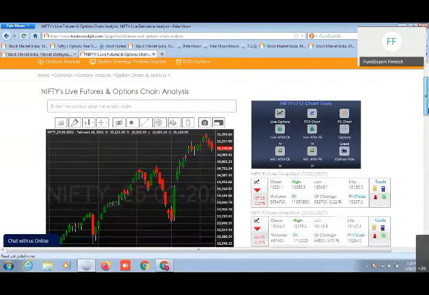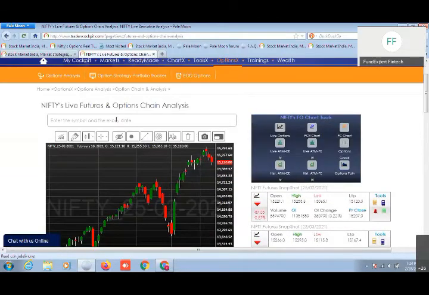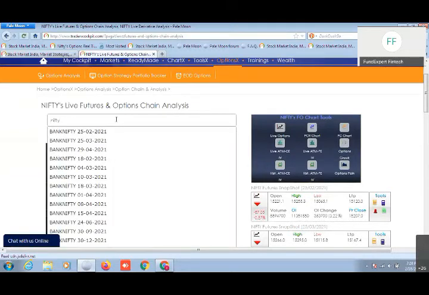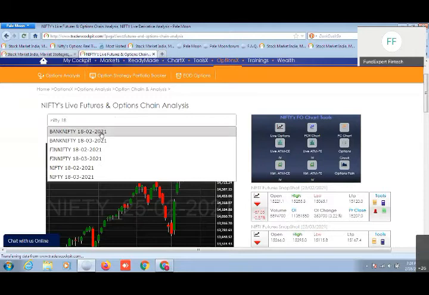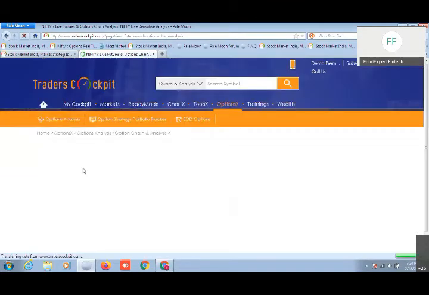Then one can come to the options page here. On the options page, one can type in this option chain analysis page the particular script name. Say you want to check for Nifty or Bank Nifty. You'll type in the script name here, and then the expiry date. Today the expiry already happened. Let's take the case of next week or the month end expiry, which is around 25th of February. Any weekly option, or you can put in the monthly options also.